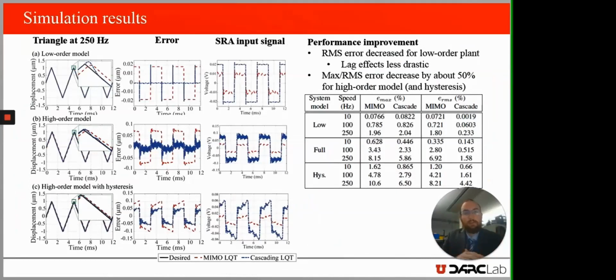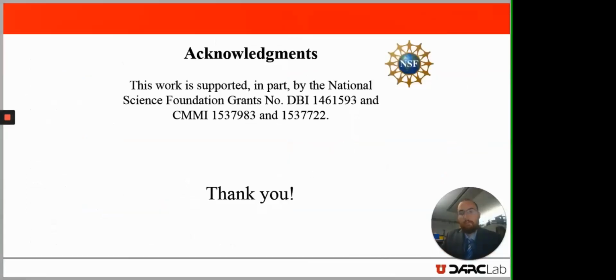Simulated results for triangle references on 3 plant models are conducted, and overall the cascading structure improves the tracking performance. The plant that matches the LQT model exhibits a drastic reduction in the RMS error with a slight increase in the maximum error. High order dynamics and hysteresis increase the error percentages for both controllers, but on average the cascading structure improves both RMS and maximum errors by about 50% from increased SRA efforts.